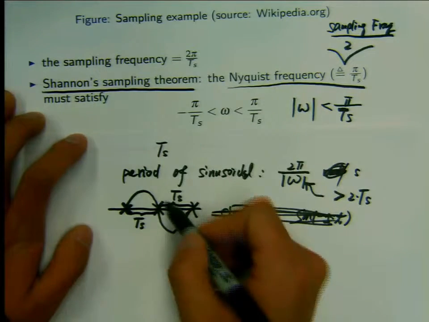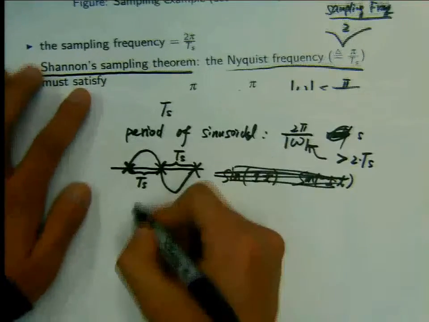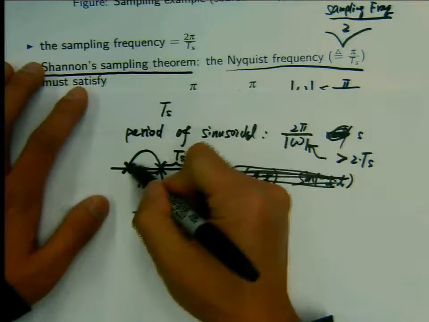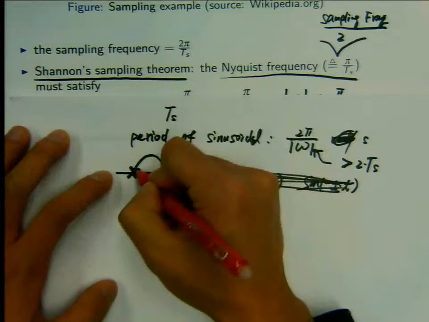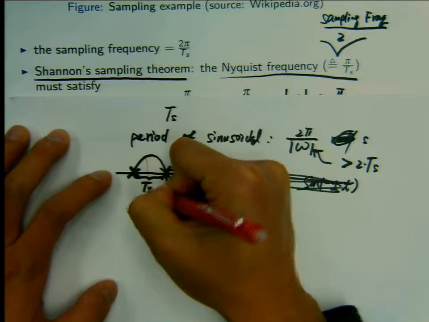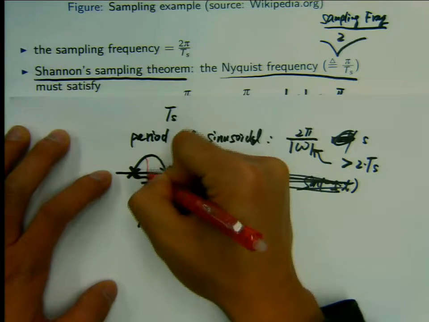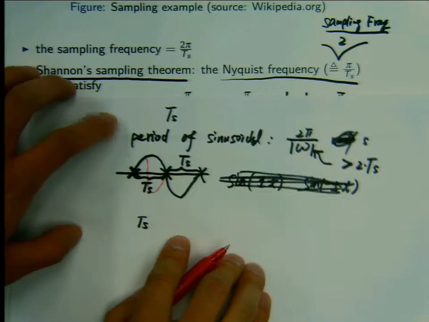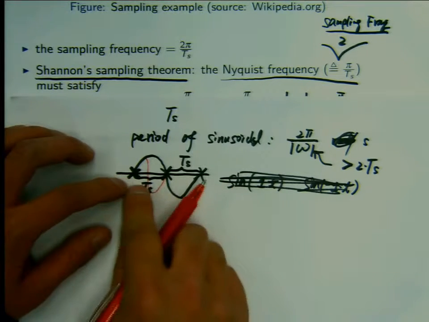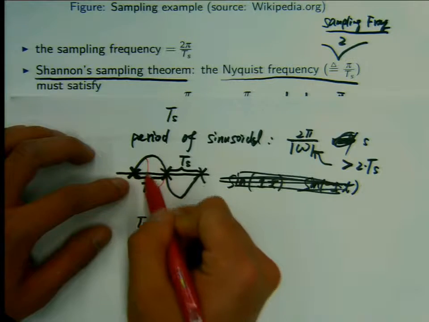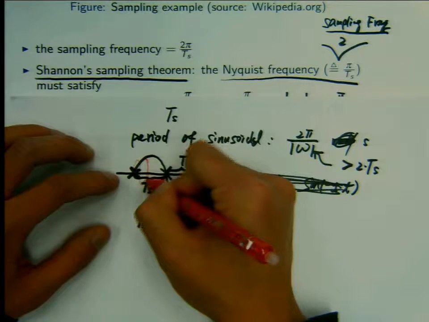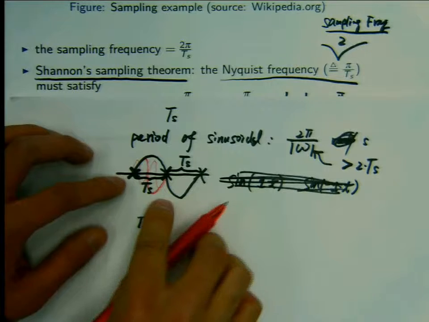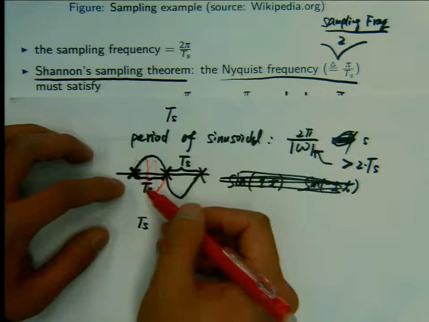If, for example, the period is TS, let's see what will happen. It will look like, can I borrow your red pen, the red one? Yeah. So if it's TS, you're going to see it looks like this. Right? So you see, by taking these samples, I won't be able to know that I'm sampling this sinusoidal. In the same logic, if the period is even smaller than this, I can't distinguish at all what sinusoidal frequencies I'm sampling.